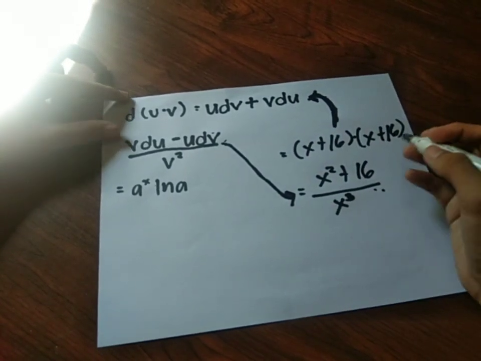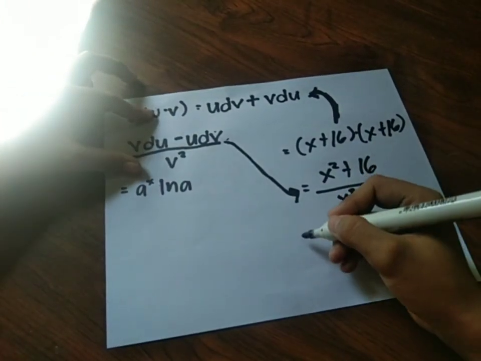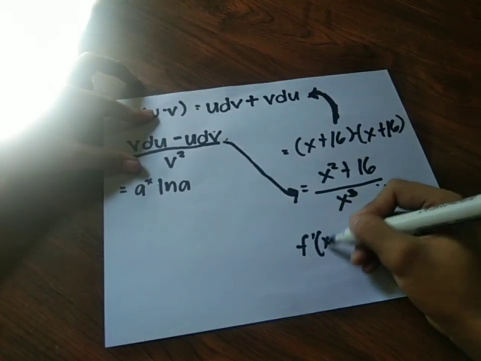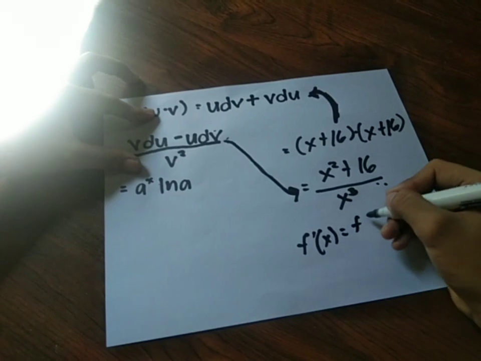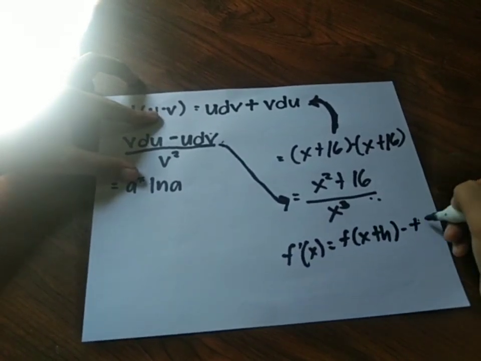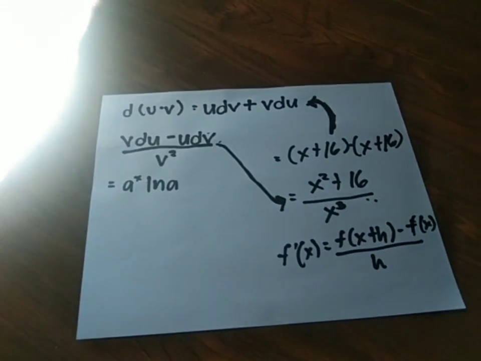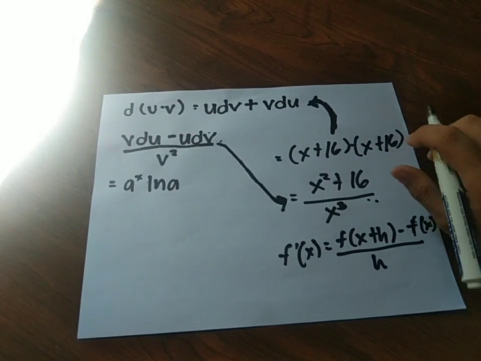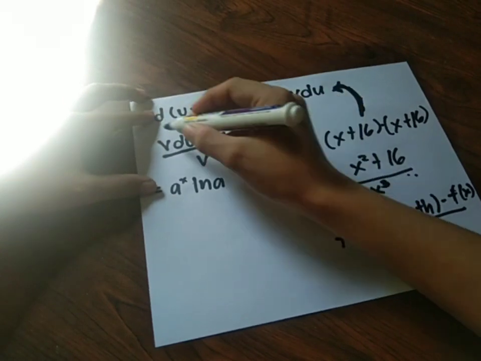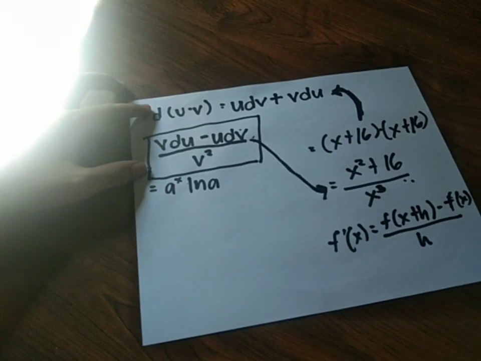But you can also use the long method, which is f prime of x equals f of x plus h minus f of x over h. But it is too long, so it will be difficult for you. So just use this formula to find the derivative of a quotient.